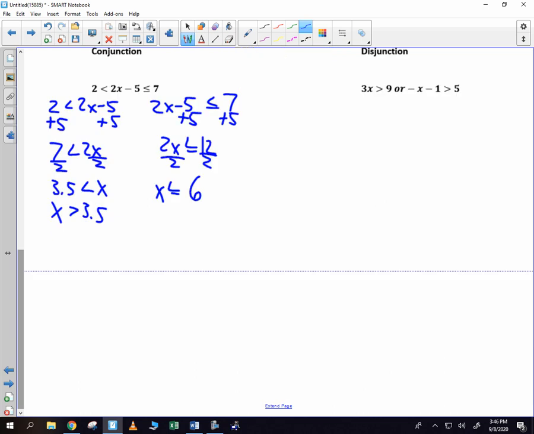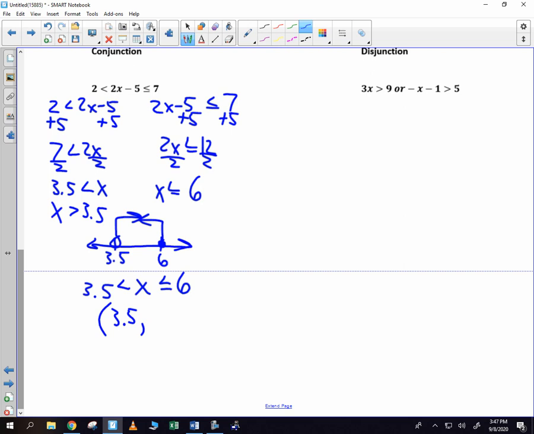So if we look at that solution as a graph, the graph would be 3.5 and 6, less than or equal to 6, greater than 3.5. So that's the graph. The inequality is 3.5 is less than x, which is less than or equal to 6. When it's a conjunction like that, you see that x sits between both of those. And if you write interval notation, I remember this from last year, you'd say 3.5 in parentheses, and 6 in a bracket. So those are the three ways you represent that solution set.